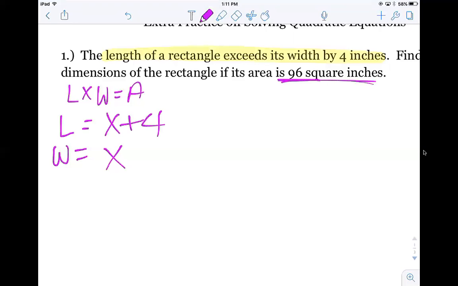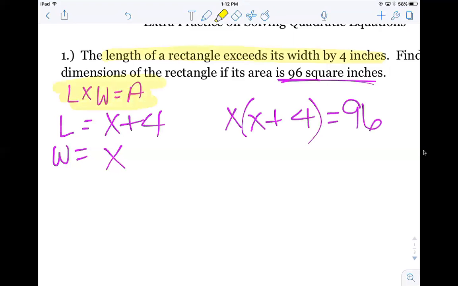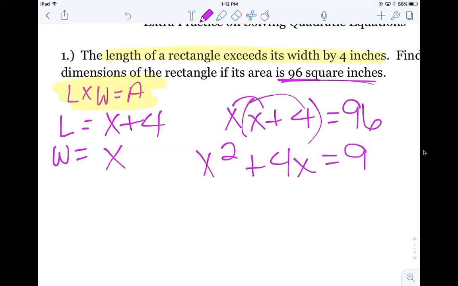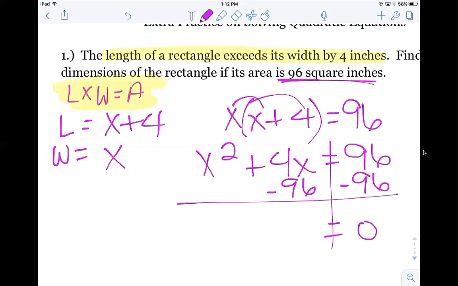So we're going to put this together and take our length times our width, or width times length, it doesn't matter, and have that equal 96. All I'm doing is taking my length and my width and plugging them back into this equation. We distribute the x inside the parentheses to get x squared plus 4x equals 96. Now we bring 96 over by subtracting, because we need it to equal 0 on the right side. So x squared plus 4x minus 96 equals 0.